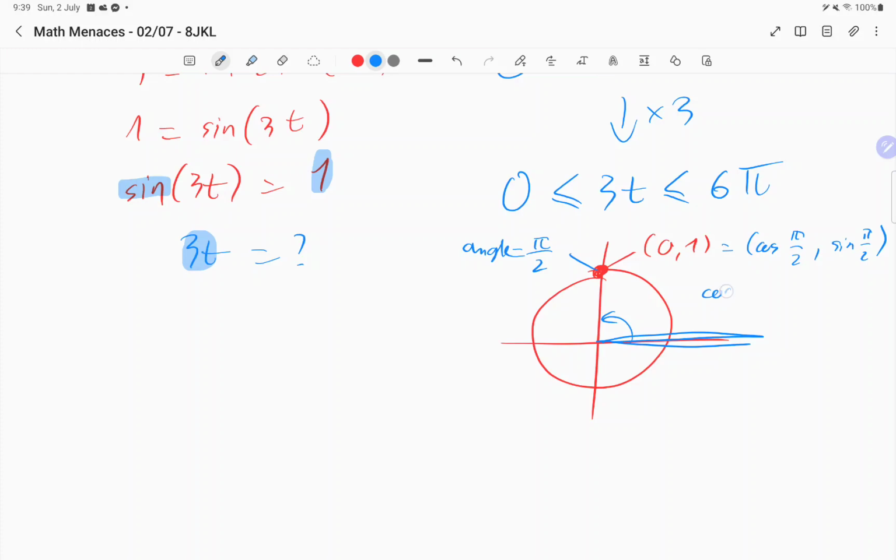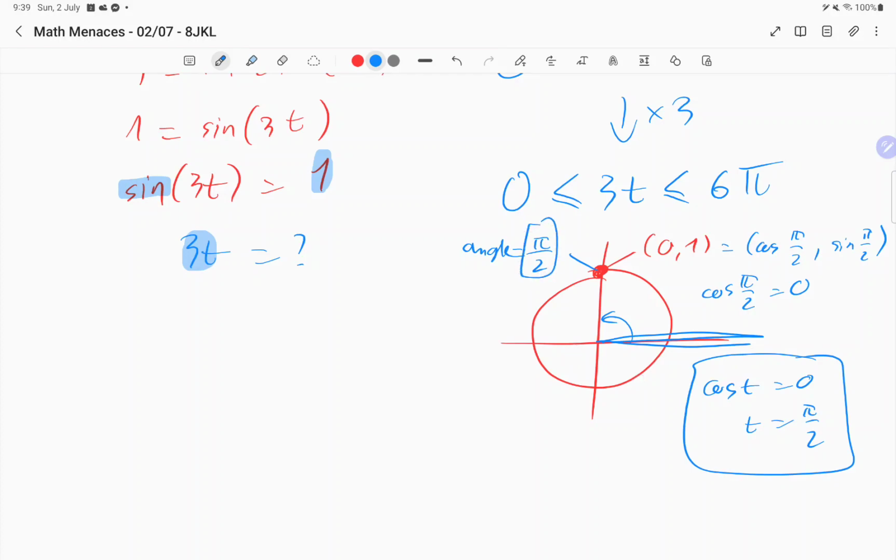So I would write cos of pi on 2 is equal to 0. So if you have cos t equals 0, then t must be pi on 2. So that's what happened. We're not getting rid of the sine. We're thinking along the lines of, what angle gives you cos equals 0? Find the point first, find out what angle the point represents, and then make sure that the coordinates correspond to the value we're looking for.